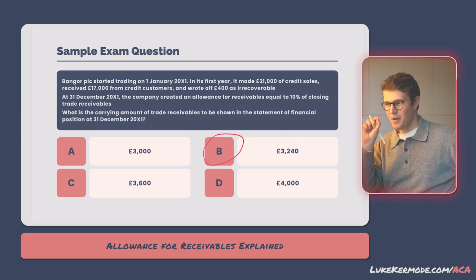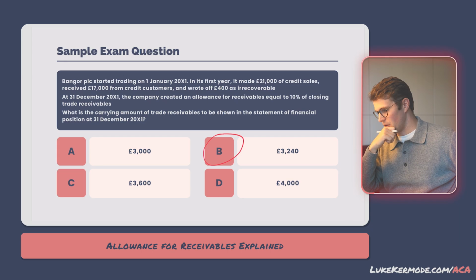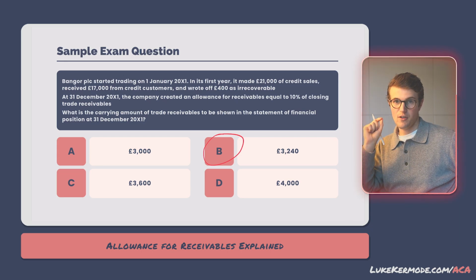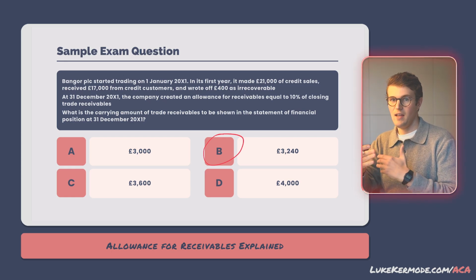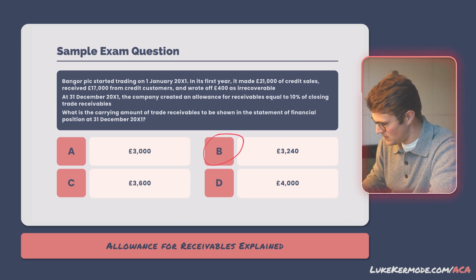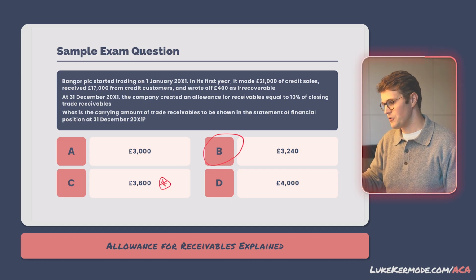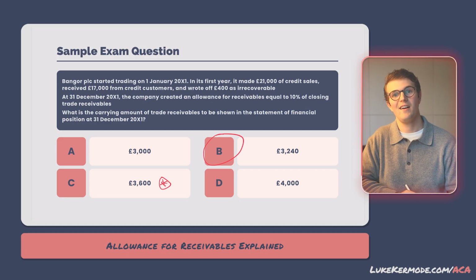The key thing that's being tested in this question is it's asking us for the trade receivables balance on the balance sheet. So the correct answer is 3,240 because that's net of the allowance for receivables. If we were being asked for the trade receivables balance in the financial accounts, the correct answer would have been 3,600, which is gross of the allowance for receivables. So you just need to be careful and watch out for that in your exam.